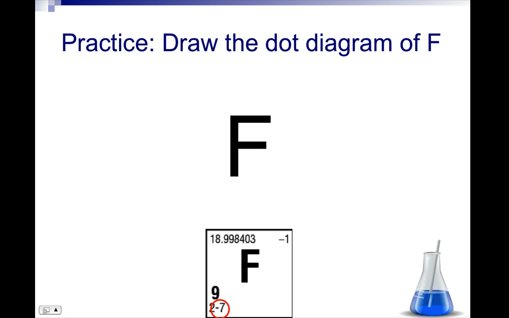Fluorine has a total of 7 valence electrons, and we would place them 1, 2, 3, 4, 5, 6, 7. So fluorine has one extra place for an additional electron.